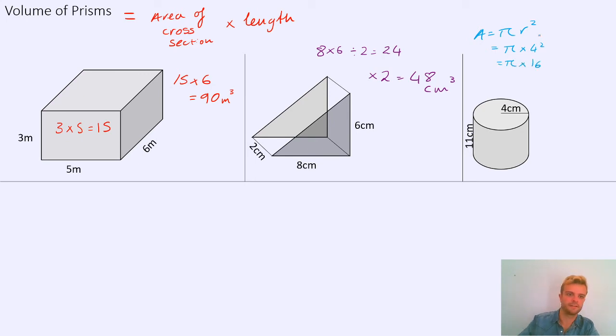I've got a calculator here. Pi times 16, I'll just give it to 1 decimal place for now, is going to be 50.3. So that's the area of our cross-section, and then just like with the other ones, we then multiply that by the length of our shape, which this time is 11. So multiply that by 11, and we get 552.9 centimeters cubed. That's the volume of that cylinder.